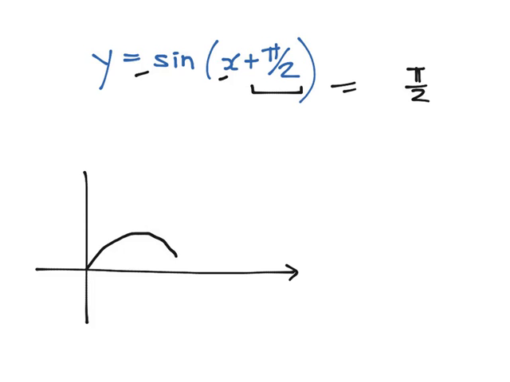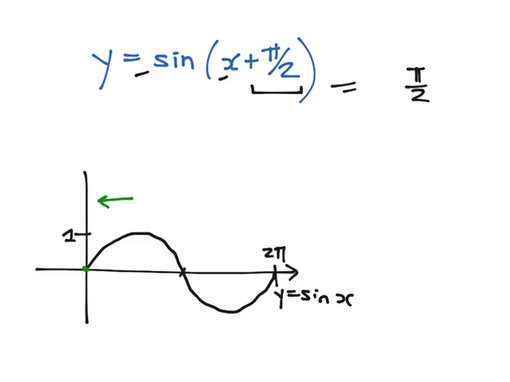Our normal sine function looks like this. This is y is equal to sine x. Period is 2 pi, amplitude is 1. When we change this to x plus pi over 2, it's equivalent to moving this entire graph to the left by pi over 2. Let's see how that works.